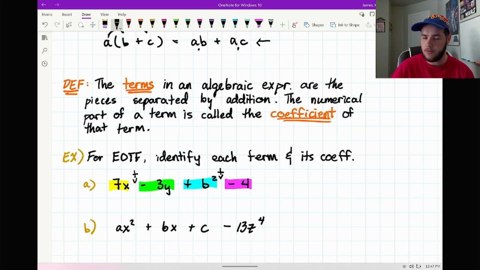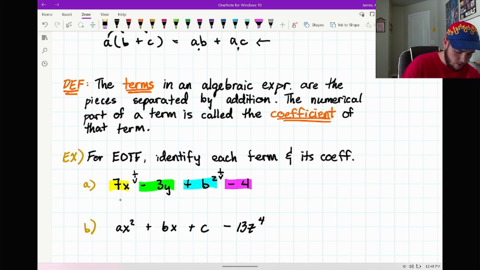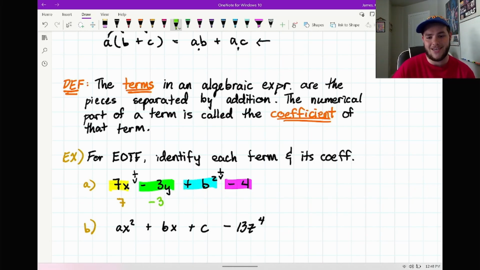For the first one, there's no tricks afoot. The coefficient's just 7. And here, I'll write it in a color that matches. For the second one, though, notice I very carefully chose my words with separated by addition. So, -3 is the coefficient of the second term. The minus sign stays with the term.